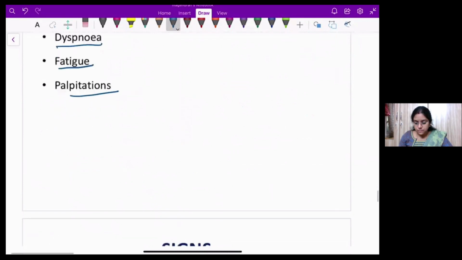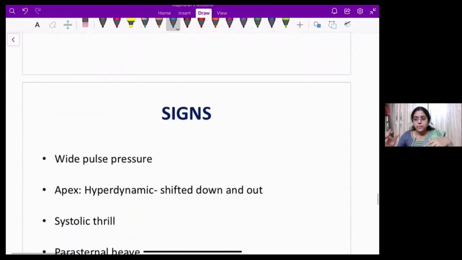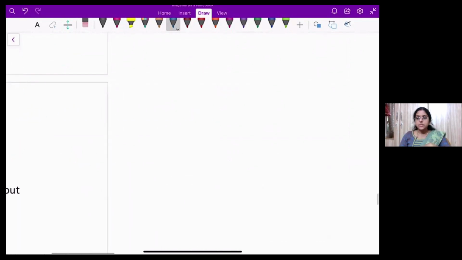Okay, we need to keep in mind the differences between mitral stenosis and mitral regurgitation from time to time. So what are the signs? When the patient comes to you, what are the signs that you will see? Like we discussed in mitral stenosis, we look at each and every one of the factors. So the first one, what will be the pulse?